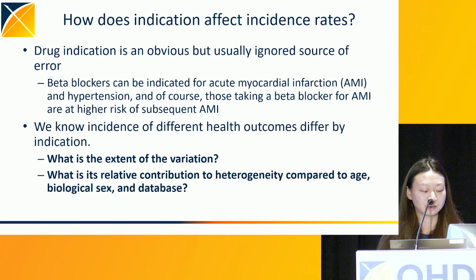Well, we do know the answer. And a really obvious example is if someone is taking a beta blocker because of a previous heart attack, then of course their incidence rate for heart attack after taking the beta blocker for that specific population is also going to just be higher. Now, what we don't know is the extent of that variation when we measure incidence rates by different indications. In addition, we're also interested in the relative contribution of drug indication to heterogeneity in these incidence rate estimates, and we want to compare that relative contribution to age, biological sex, and database.